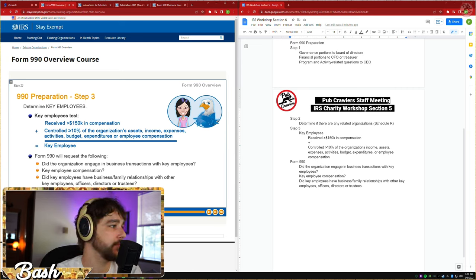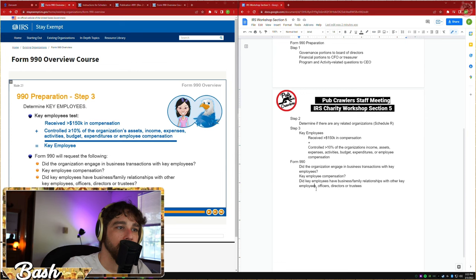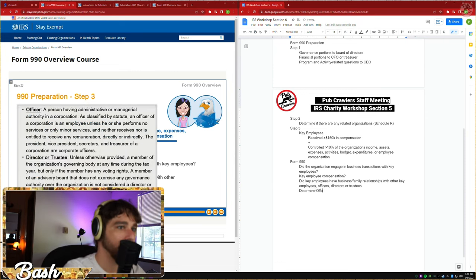While doing that, you should also determine your officers, directors, and trustees, because the same questions apply to them. Here are definitions of officer, director, and trustee. Select the continue button for my fourth Form 990 preparation step.